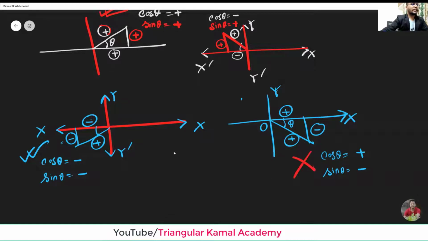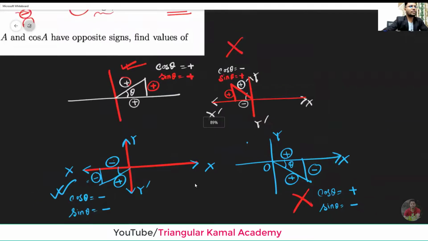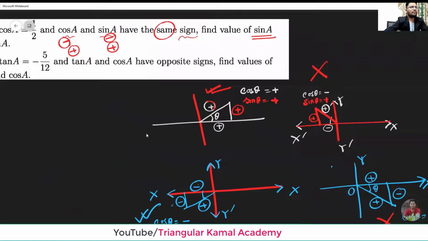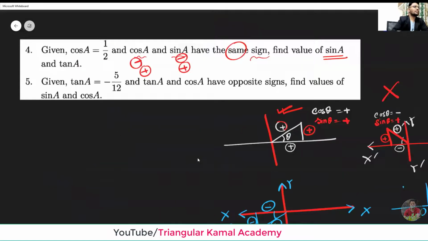So now if we see the four figures at a time, in the first and third quadrants, both cos and sine have the same sign. In the first quadrant, cos is positive, sine is positive. In the third quadrant, cos is negative, sine is negative. So now this is one piece of information, and another piece of information is that cos is positive.